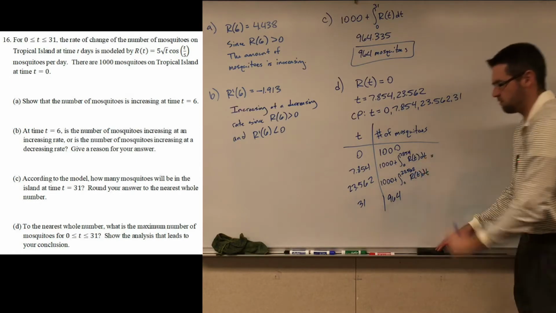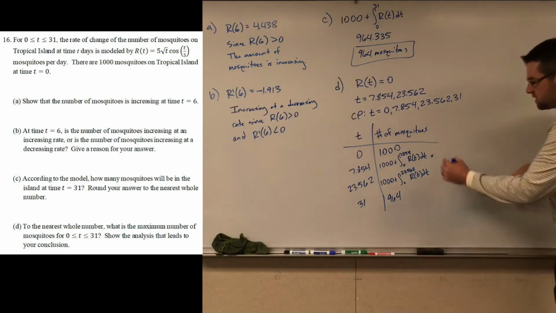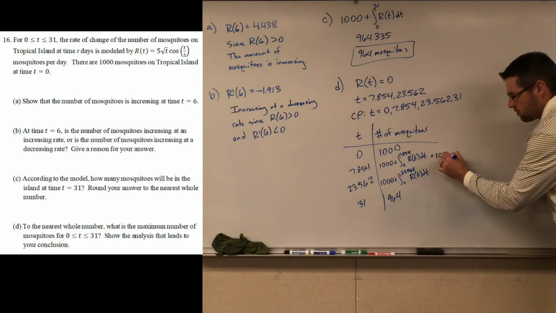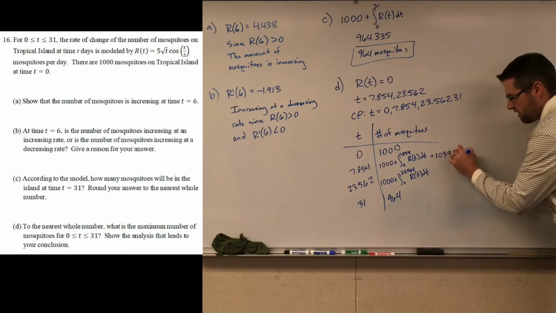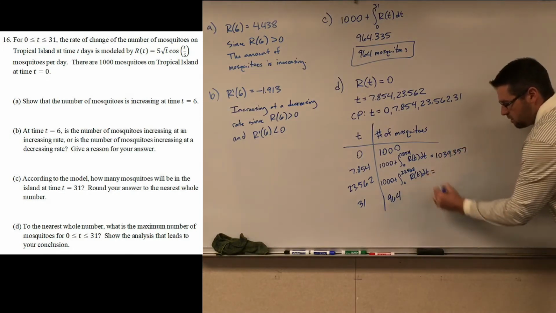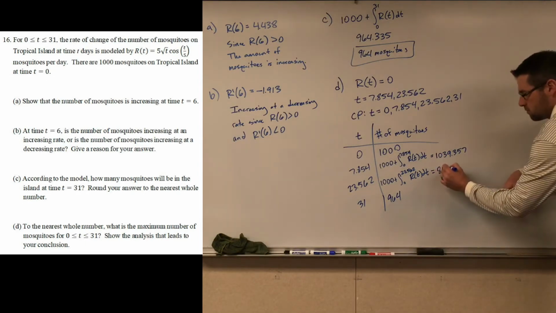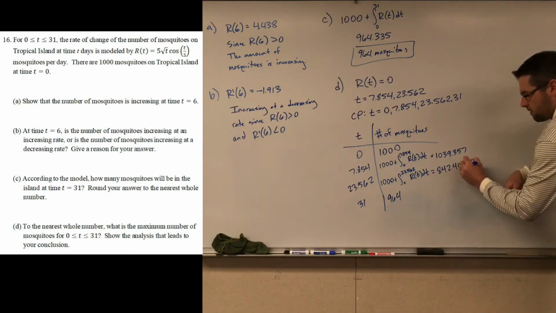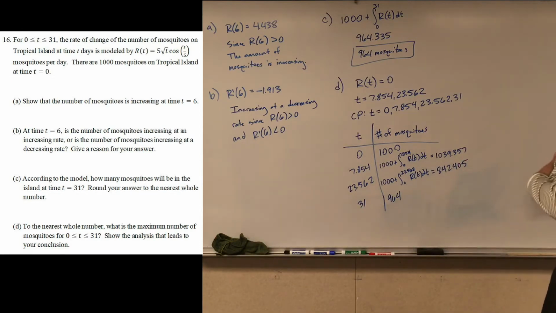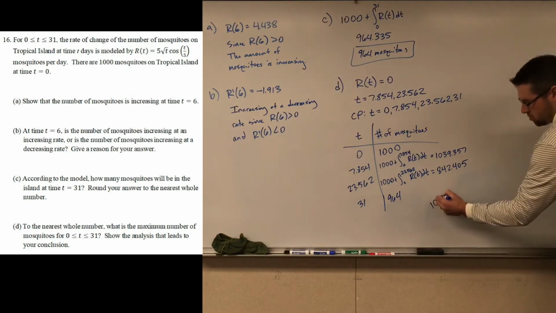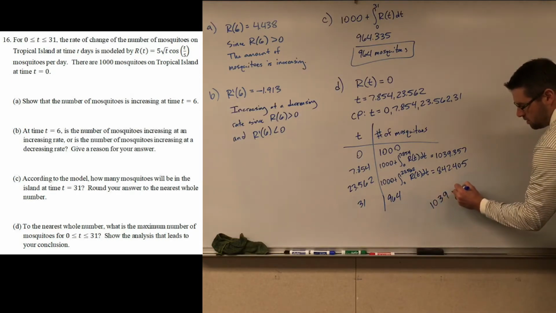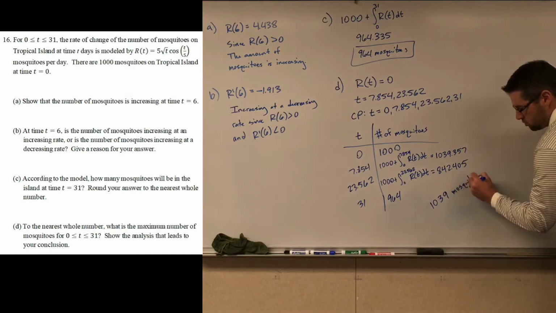So what are these values? What's the integral from 0 to 7 plus 1,000? Say that again. 1,000 what? 357. And then at t equals 23.562? Okay. And what does it say? To the nearest whole number, what is the maximum number? So in this case, it's not asking for when, it's asking for what. So what is the maximum number? 1,039 mosquitoes.